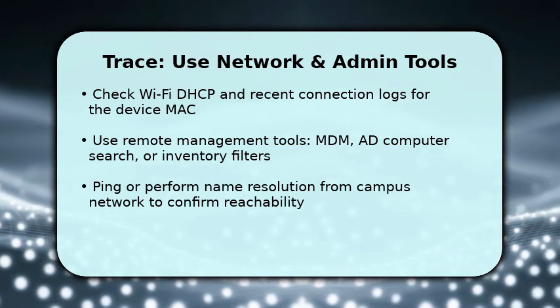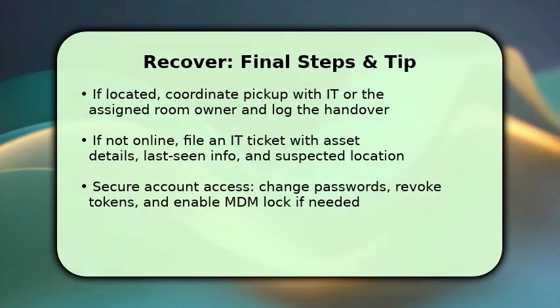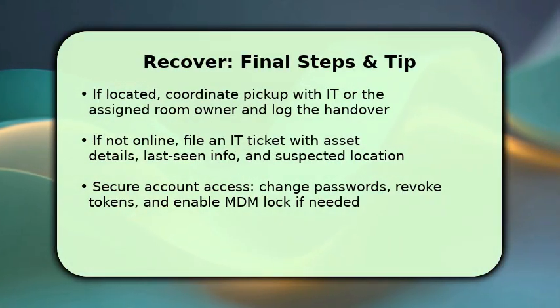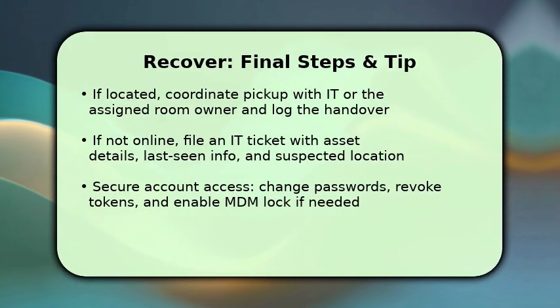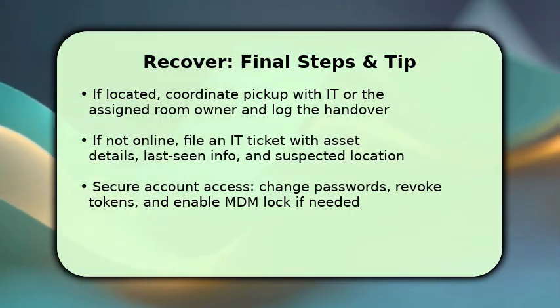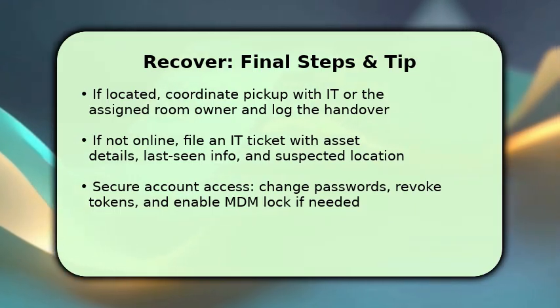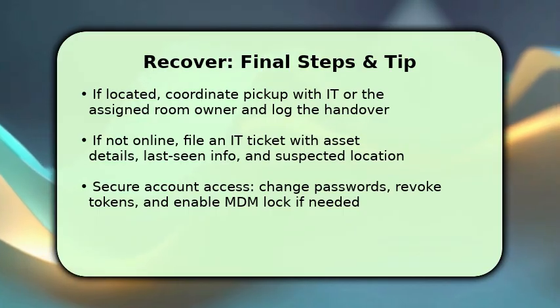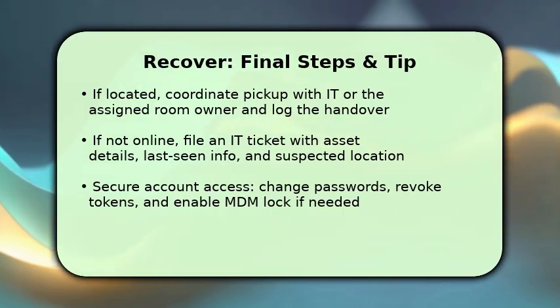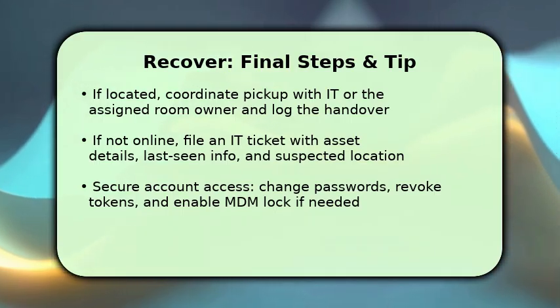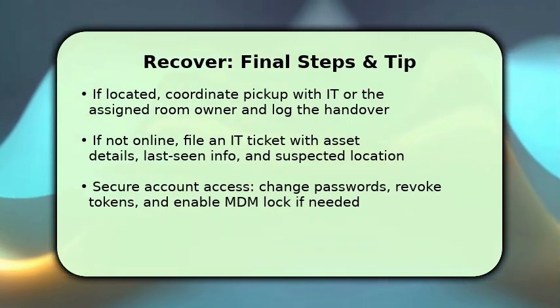When you confirm the device location, coordinate retrieval. Notify IT, contact the room owner, and arrange a secure pickup while logging the transfer. If the machine is offline or unreachable, submit a detailed IT ticket including asset tag, MAC, last seen data, and building info so admins can follow DHCP logs or check cameras. Make sure to secure accounts by changing passwords and revoking sessions if recovery fails. The key troubleshooting tip is to verify power and network status at the last seen access point.